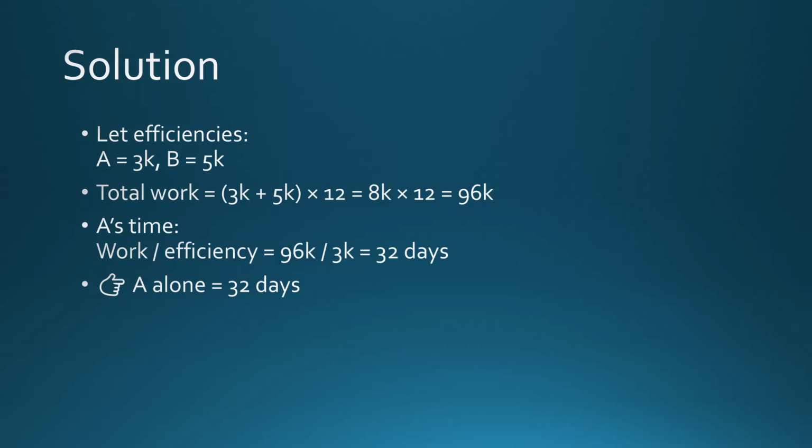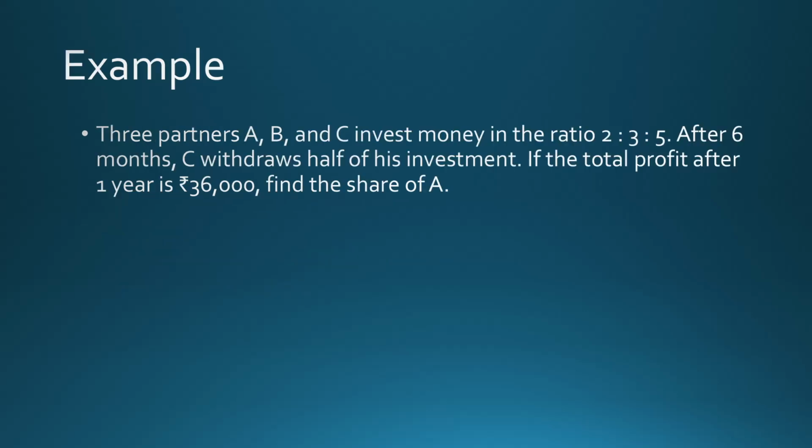So now how much time will A take? Simple. Total work divided by A's efficiency. So that is 96K divided by 3K equal to 32 days. So A alone will take 32 days. Now you see, it becomes very simple. Now moving on to the last question of this video.